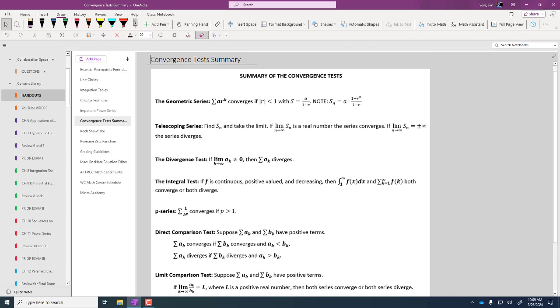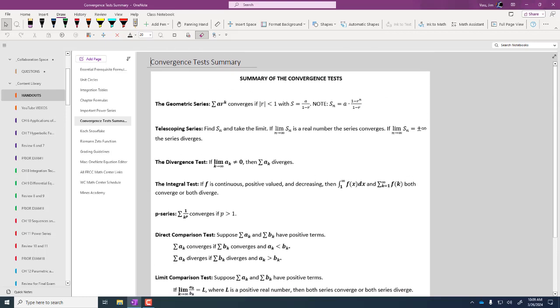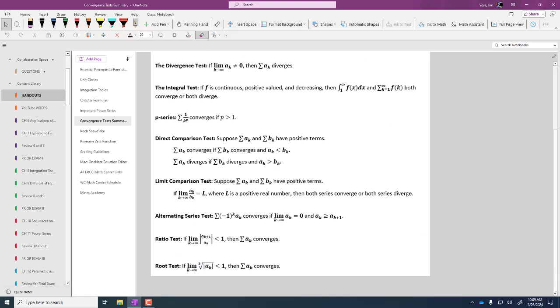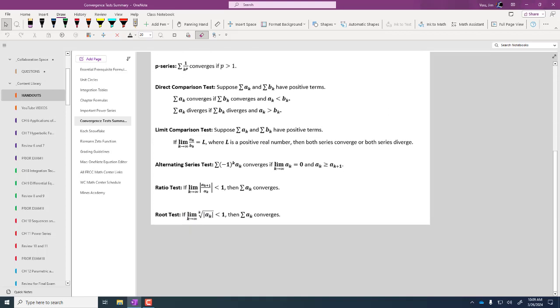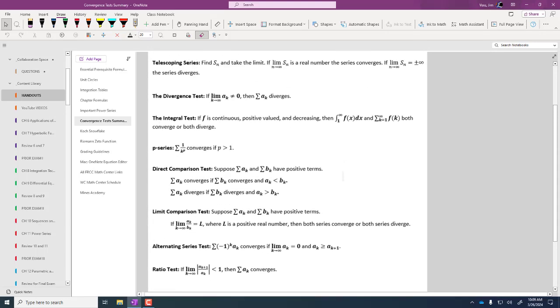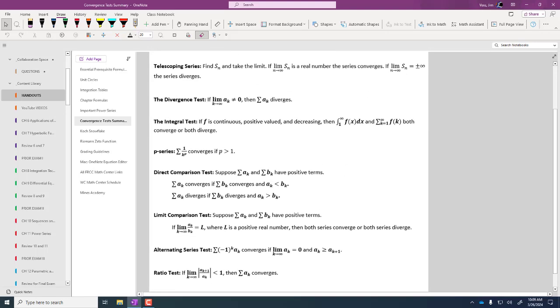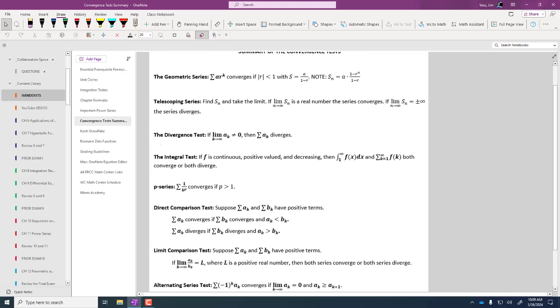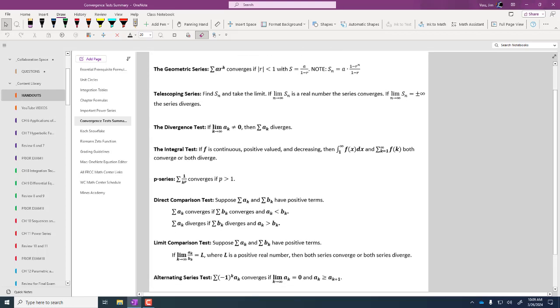So here is the list of all the tests in the order that we are doing them. We've already done the geometric and the telescoping last week. Divergence test and integral test, so that's 4, 5, 6, 7, 8, 9, 10 total tests. So today, divergence test and the integral test. This is a nice little summary. The book has a summary too that's kind of this big table, a little bit unwieldy. I tried to just grab the nuts and bolts of each test. And that is enough for us.